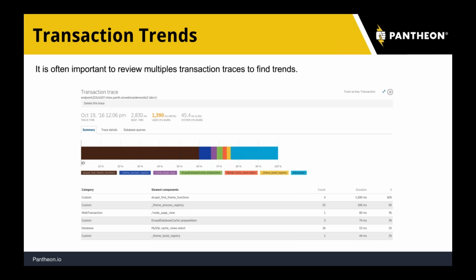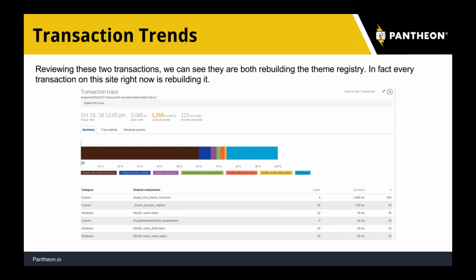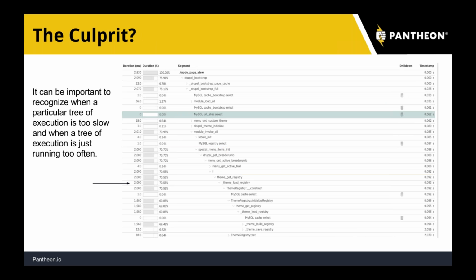In particular, if you are monitoring New Relic around deploys, you just deployed code. It's possible that you also cleared all your caches, and that these are not representative of the actual problem. So you go into the second transaction, the third, the fourth, and you find out that this is actually a problem. We do appear to be building the theme registry on every transaction, and that is what has destroyed our performance. So now we can look at the details.